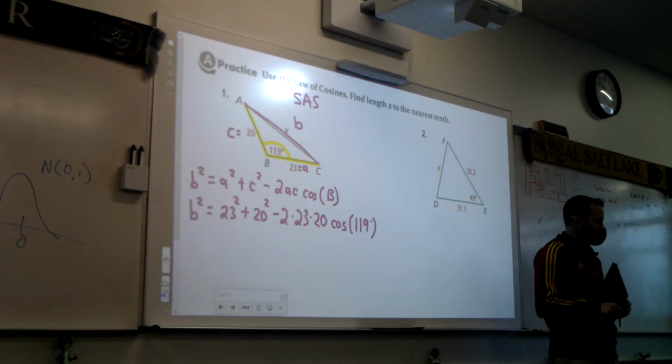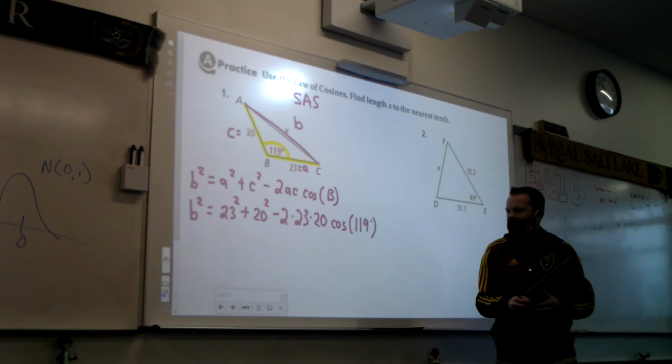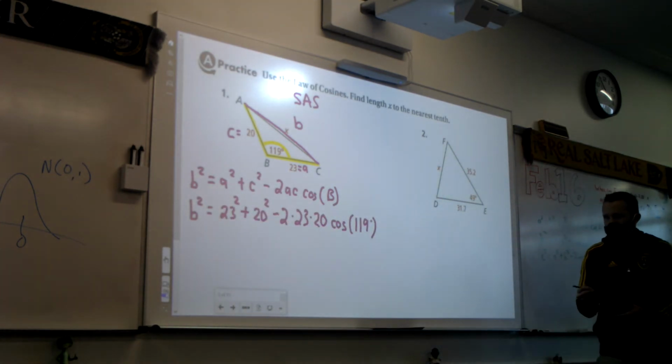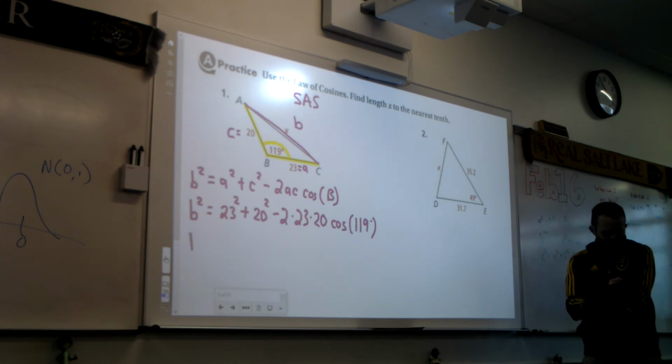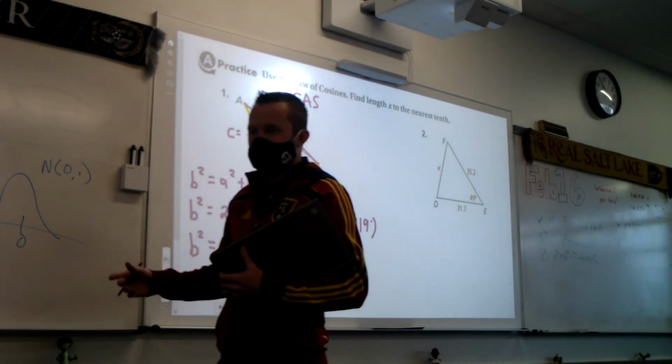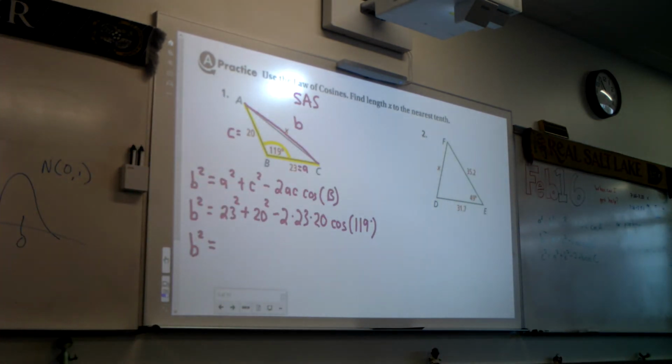So make sure you're in degrees, and then I want you to plug in this whole big, long, ugly thing. And that should give you B squared. So plug that in on your calculator, and then turn to your neighbor and see if they get the same big, long, ugly thing, okay?